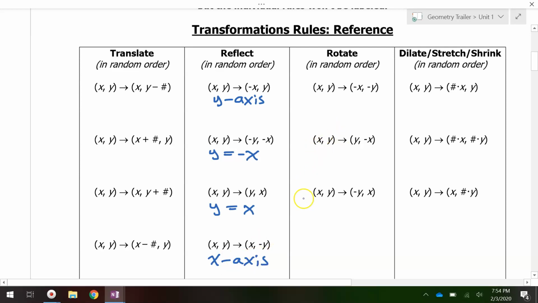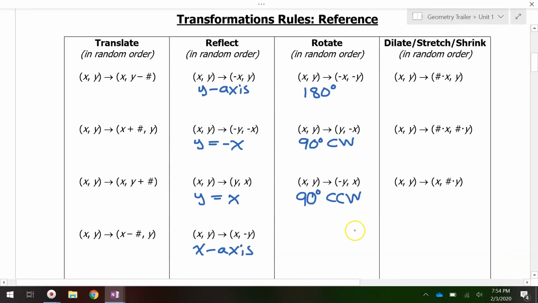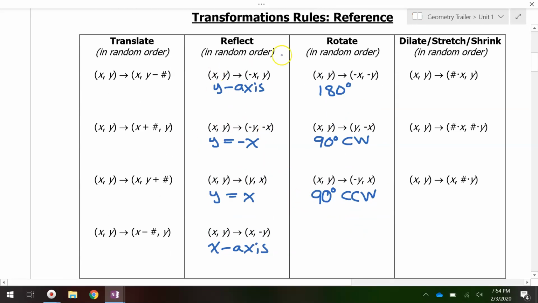All right, now let's talk rotations. Opposite of x, opposite of y, that is a 180-degree rotation. y, opposite of x, that is a 90-degree clockwise rotation. And opposite of y, x, that is a 90-degree counterclockwise rotation. All right, so those are the ones on the chart. Those are the ones you really have to memorize. Now, these other ones are more common sense.